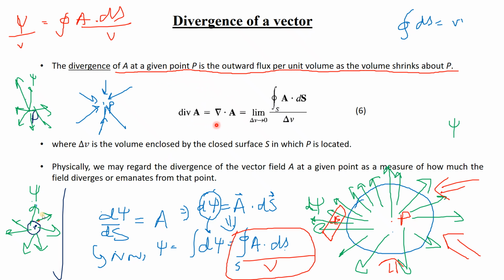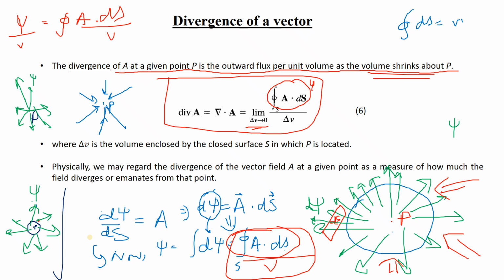So this is the statement. Divergence of A, that is del dot A, is equal to the flux per unit volume. This is flux per unit volume, no doubt, the total flux, per unit volume, but the volume shrinks about P. So that means volume is shrinking, volume tends to 0, limit tends to 0. So this is called divergence.